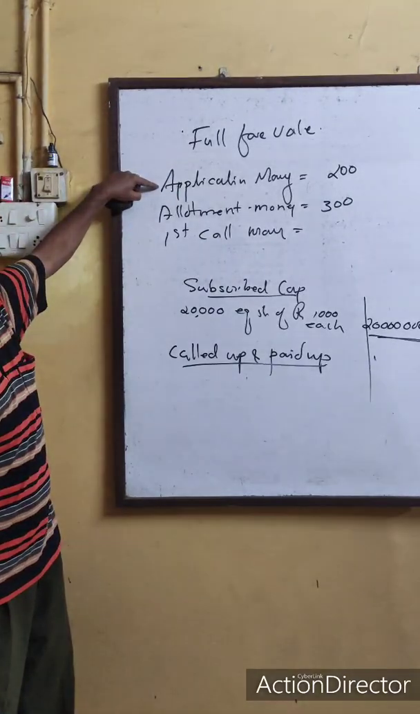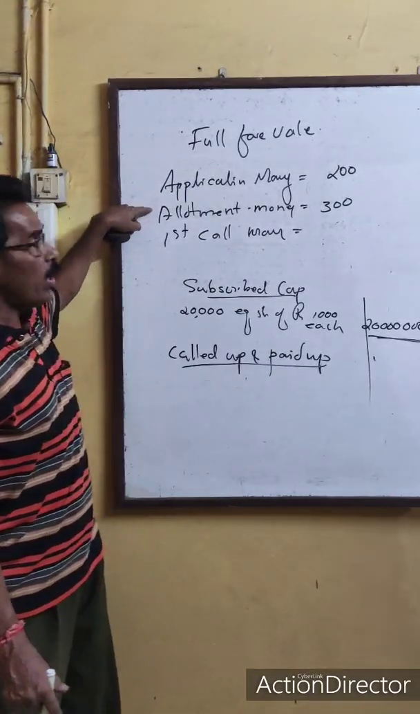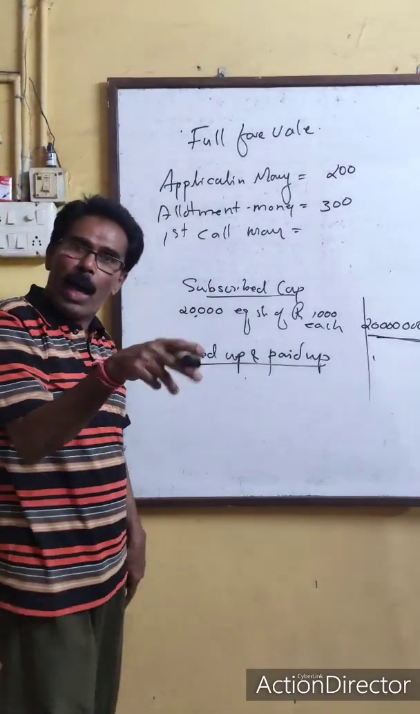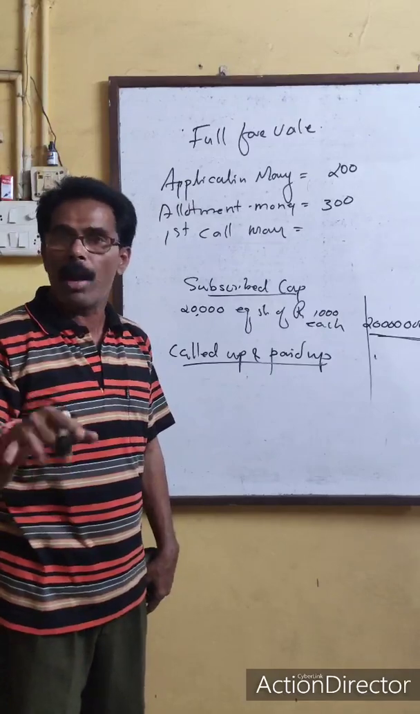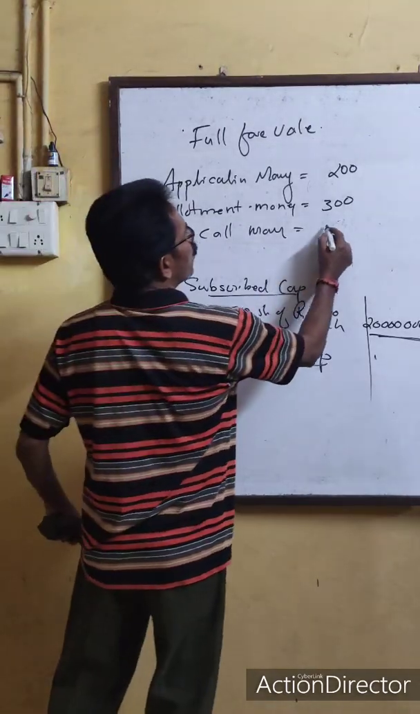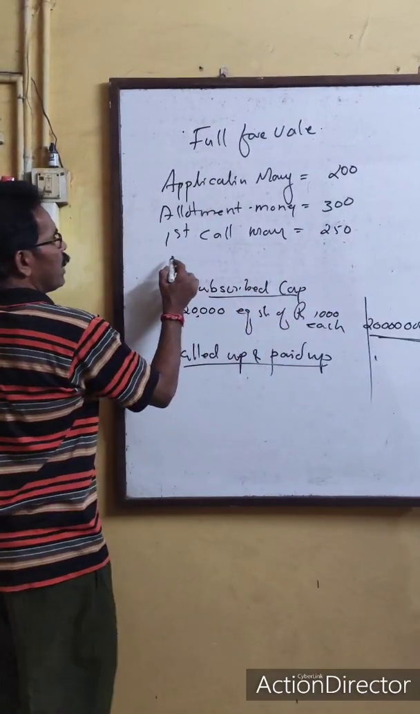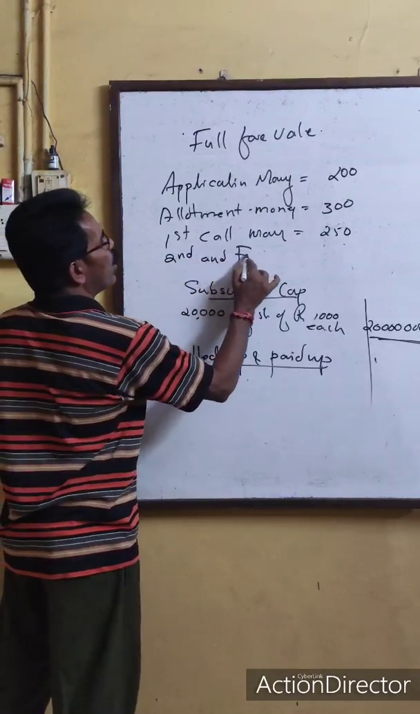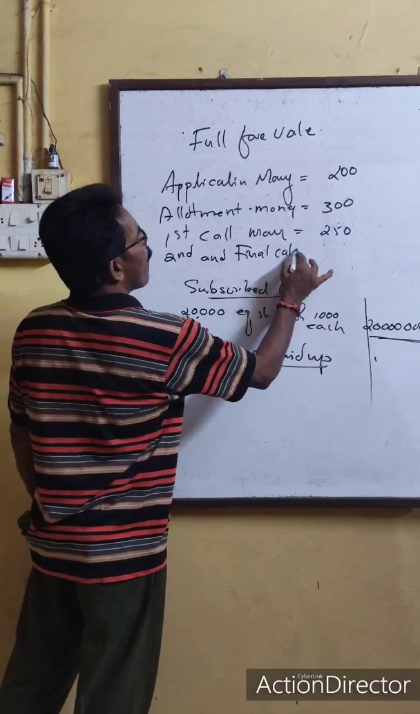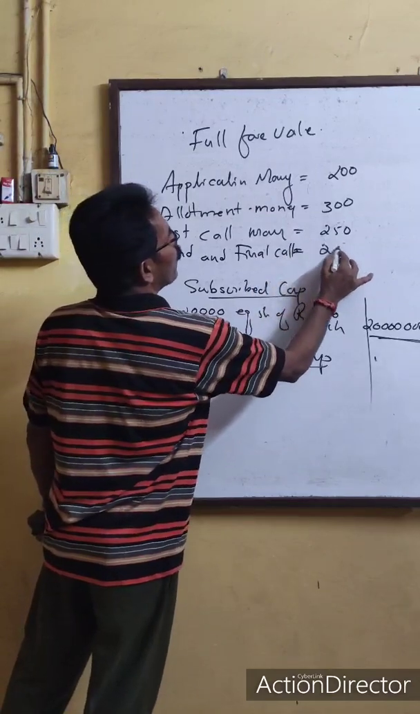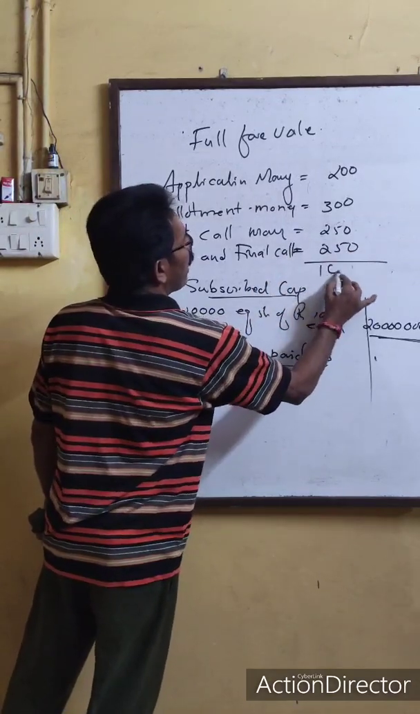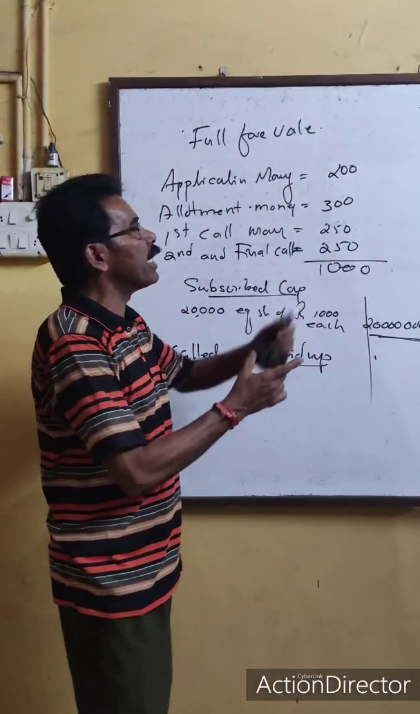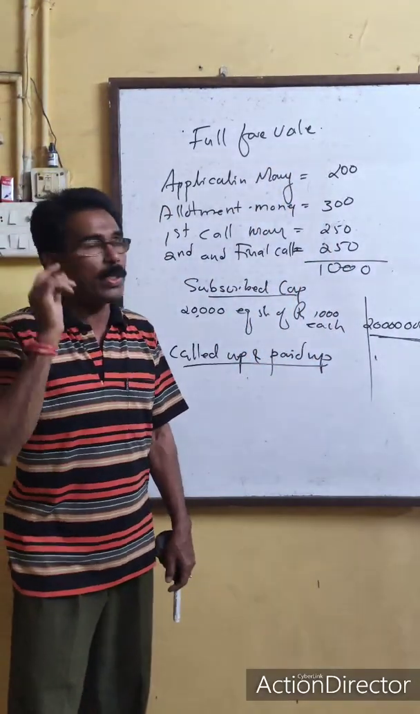The first one is called application money. The second one is called allotment, and then comes the first call. It is called the call, which means it is demanded by the company. And suppose it is 250 rupees, and another one is the second and final call. That is 250. So the total became 1,000. So the 1,000 will be collected in this way. For example, I am telling you these ones.